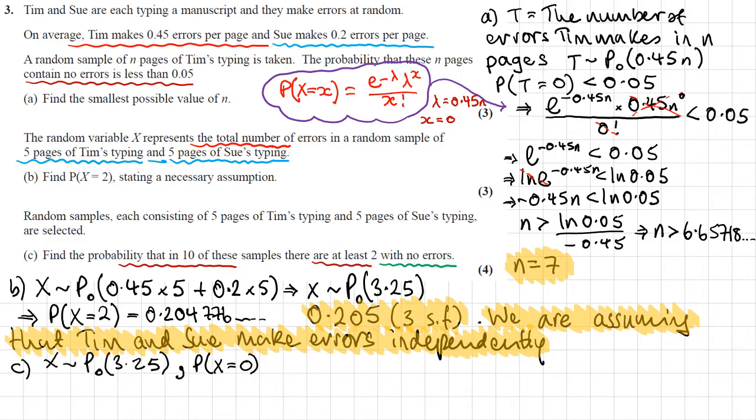So let's start with the Poisson bit. What's the probability that there are going to be no errors? So it's the same as before because we've got 5 pages of Tim's, 5 pages of Sue's. We worked out the Poisson for that, that's 3.25. And then working out the probability that x is equal to 0, Poisson PD, and we get 0.0387742, and it carries on like this. So this is my probability of success that's going to go into my binomial.